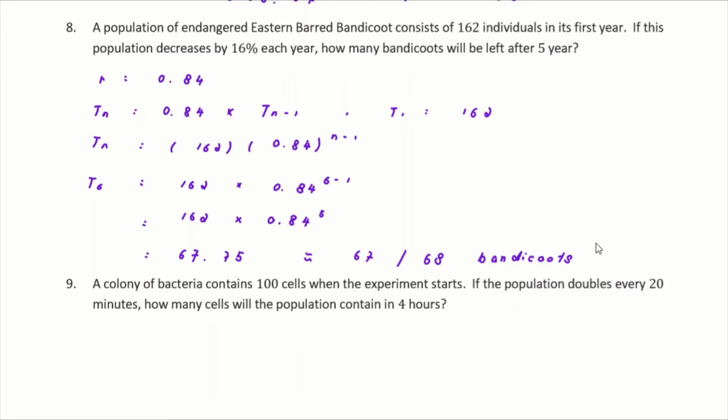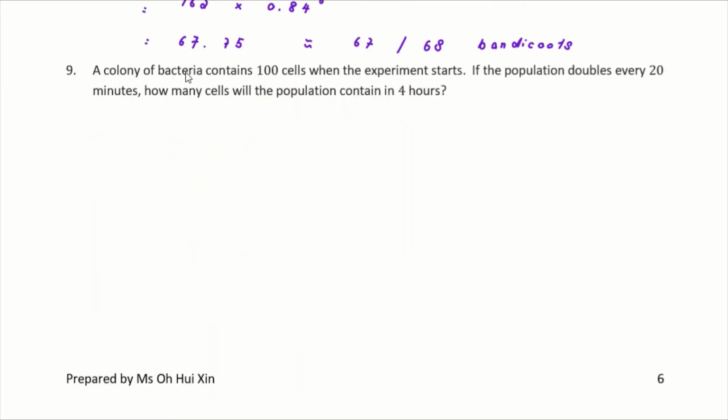So now let's move on to 9. Question 9: A colony of bacteria contains 100 cells when the experiment starts. If the population doubles every 20 minutes, how many cells will the population contain in 4 hours?